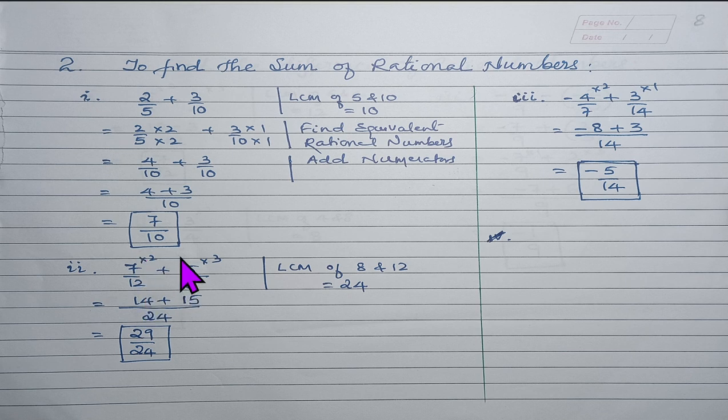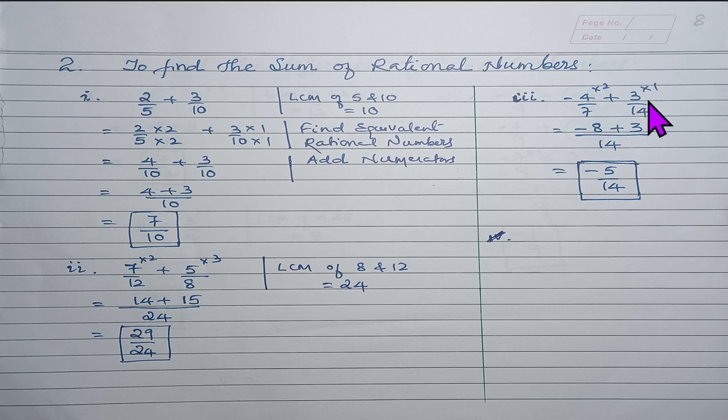Now the addition of 7 by 12 and 5 by 8. If you observe here, 12 and 8 are different. Find the LCM, 24. If the LCM is 24, then 12 twos are 24, 7 twos are 14, 8 threes are 24, 5 threes are 15. Add 14 and 15, we get 29 by 24, which is again a rational number.